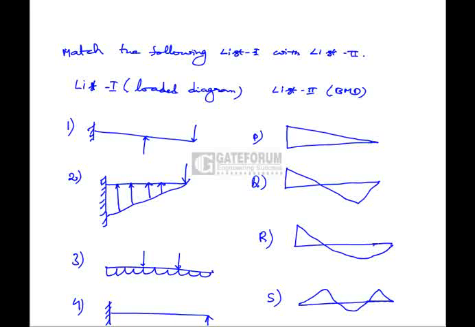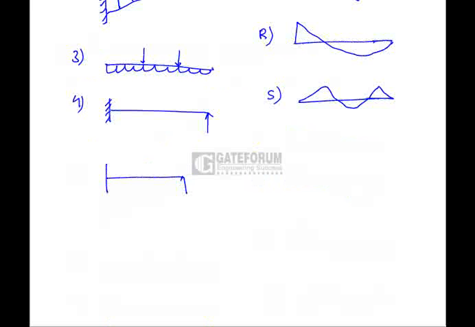So simply, we can find first the fourth one, that is a cantilever beam carrying a point load. At the free end the bending moment is 0 and at the fixed end the bending moment is maximum, and it varies linearly from the free end to the fixed end. So for the fourth one the correct answer is P. P is the correct matching for the fourth one.